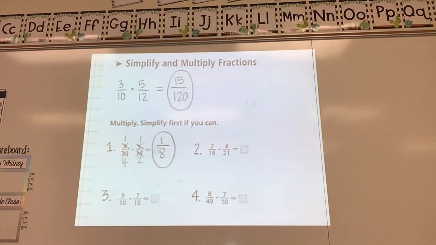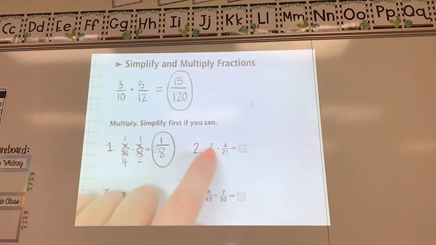Much easier to do that than to have to multiply those really big numbers on the bottom and then try to figure out how to simplify. We'll just do it before we actually multiply. Let's try again on number 2. So remember, I'm going to check to see if I can simplify by looking diagonally across. So 2 and 21. I'm checking, is there anything that will go into 2 and 21? There's not. Nothing will go into 2 and 21, so I can't simplify that way.